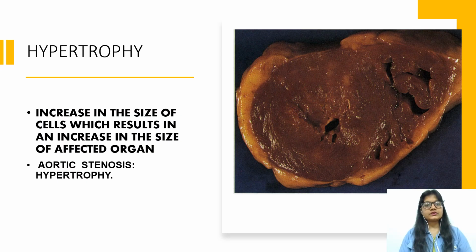So first we will learn about hypertrophy. Hypertrophy is an increase in the size of cells, which results in an increase in the size of the affected organ. This picture shows aortic stenosis. It is the left ventricular cross section of the heart showing aortic stenosis. Here we can see the hypertrophy of the affected organ, and the organ is enlarged. The size is enlarged.